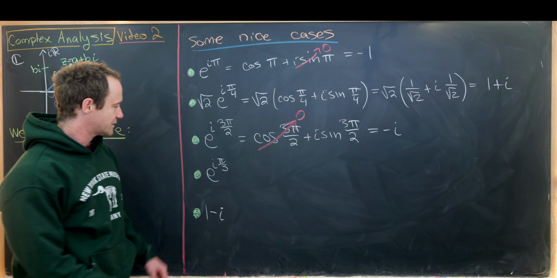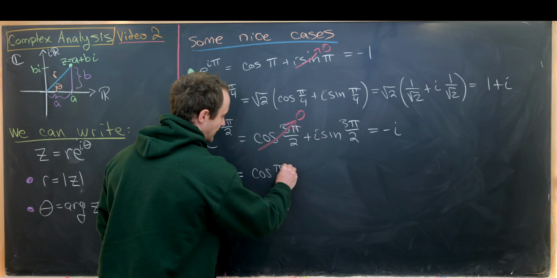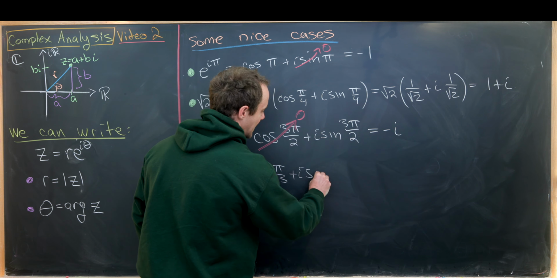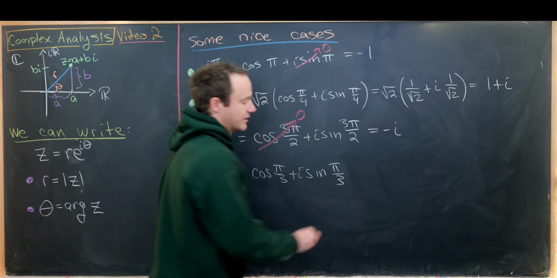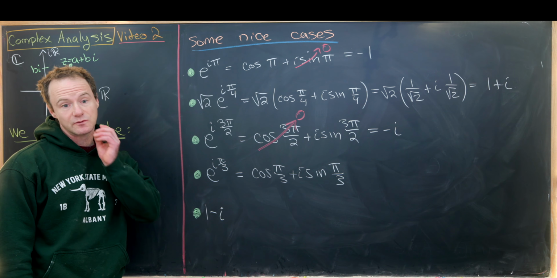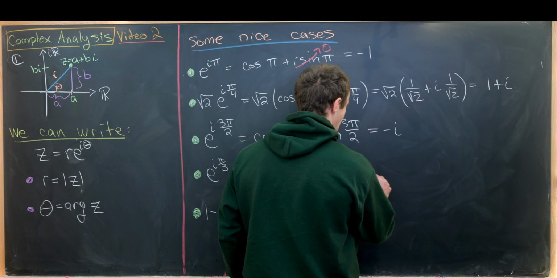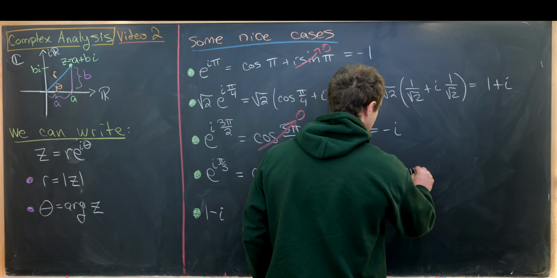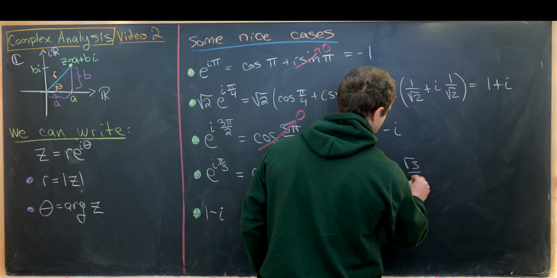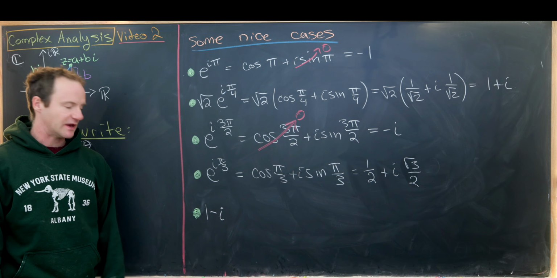Okay, now let's look at this one, e to the i pi over 3. So that'll be cos pi over 3 plus i sine pi over 3. You've got to maybe dust off your trig charts to recall what this is, but what you end up with is 1/2 plus i times the square root of 3 over 2.